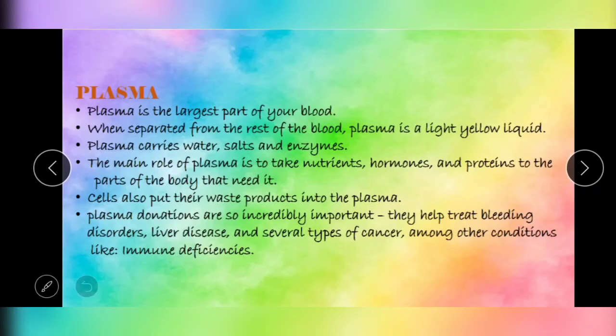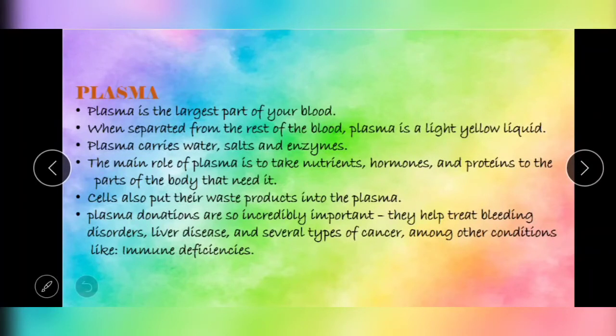Next, plasma. Plasma, as we have seen, is the largest part of our blood. When separated from the blood, it has a separate color, and that is yellow. It is a liquid. Plasma has water, salts and enzymes. The main role of plasma is to take nutrients, hormones and proteins to the parts of the body that need them. Cells also put their waste products into this plasma, and it travels to the place where it has to be excreted.